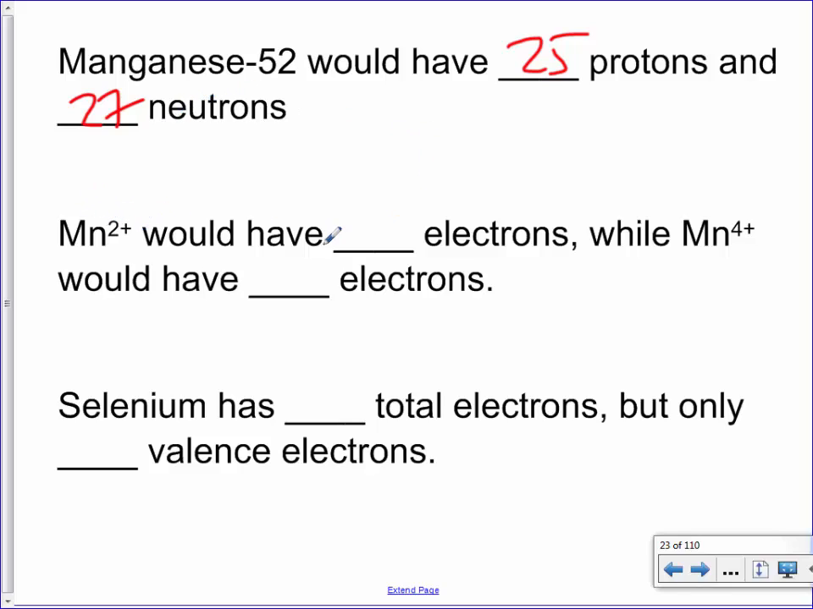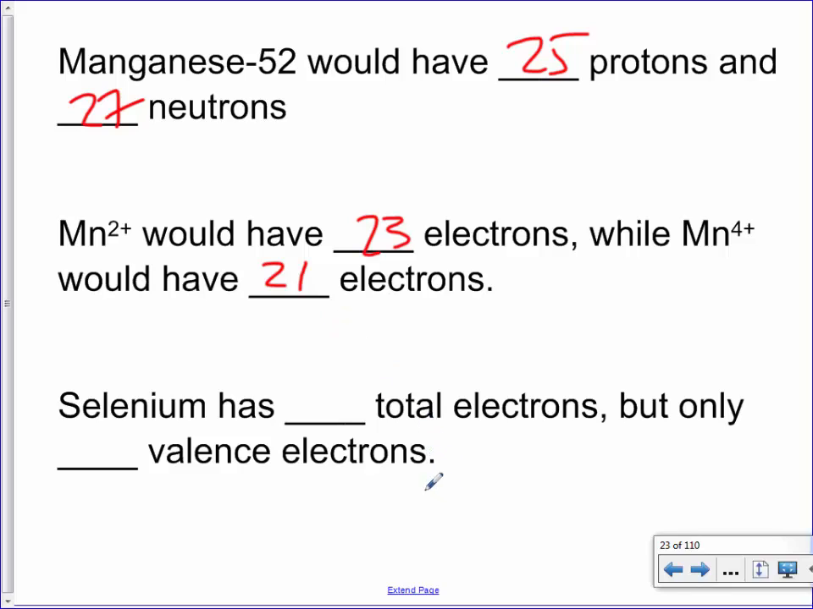Or Mn2+ would have blank electrons, while Mn4+ would have blank electrons. It is possible for things to have different numbers of charges. So how many protons does manganese normally have? 25. So if it's going to have a 2+, it would only have 23 electrons. Does that make sense? Because then 25 protons and 23 electrons means there are 2 extra positives. So if it's an Mn4+, it better be down to 21 electrons. I'm getting a lot of nods.